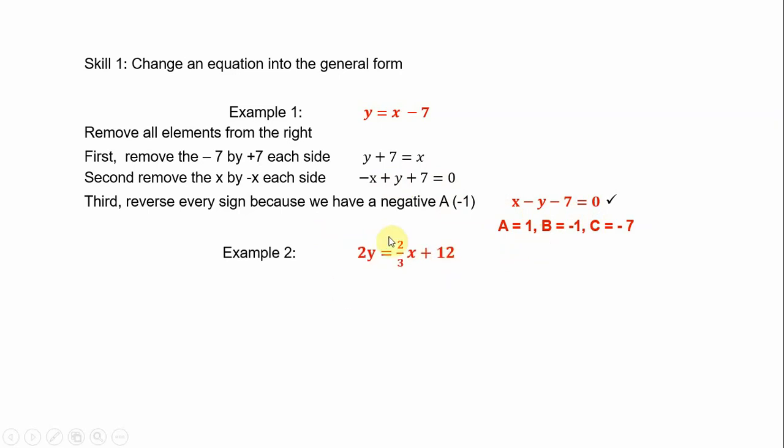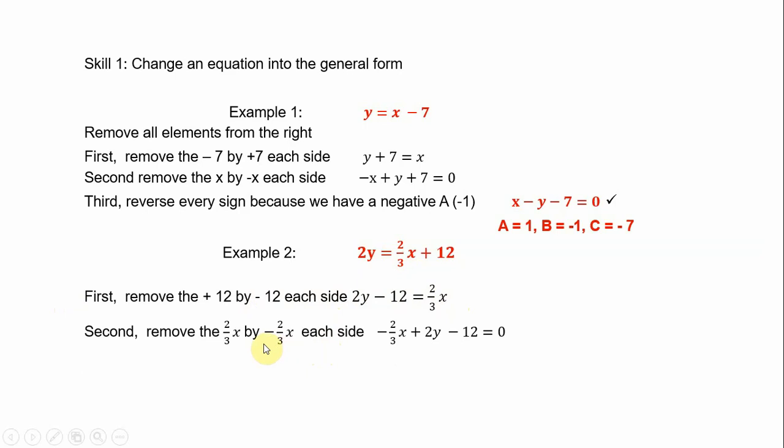Second example, an extra step because we have a fraction. Number 1, remove the +12 by subtracting 12 each side. And that's what I've done here. 2y now becomes 2y minus 12. 2/3 x is there without the +12. It's now gone. Remove the 2/3 x by subtracting 2/3 x each side. So now this side has got a -2/3 x as well as the plus 2y minus 12, and this side equals 0, which is what we want.